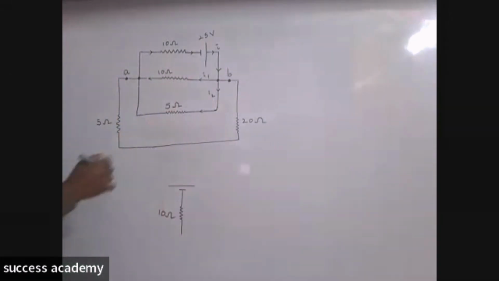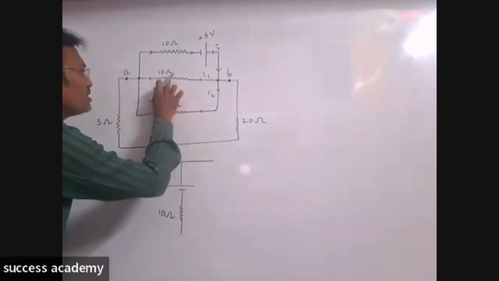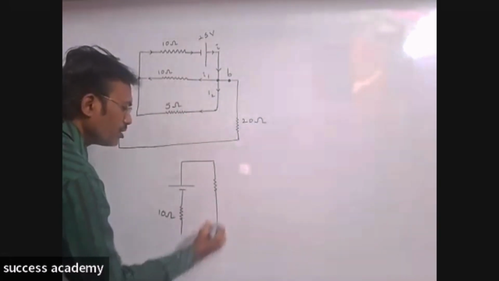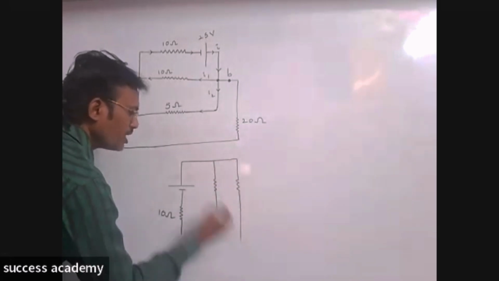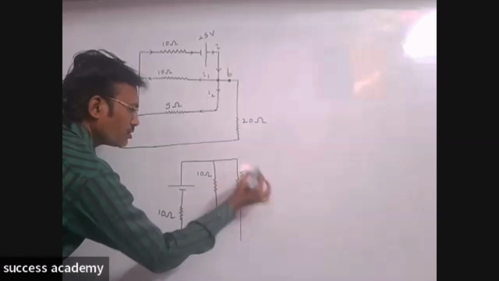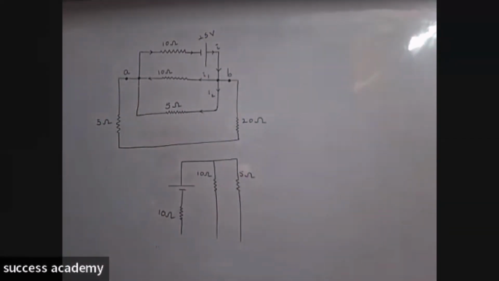Now here I am taking that, to the cell, this 10 ohm resistance as well as the 5 ohm resistance. This is the 10 ohm and this is the 5 ohm, and both are in parallel combination. And then come across this.